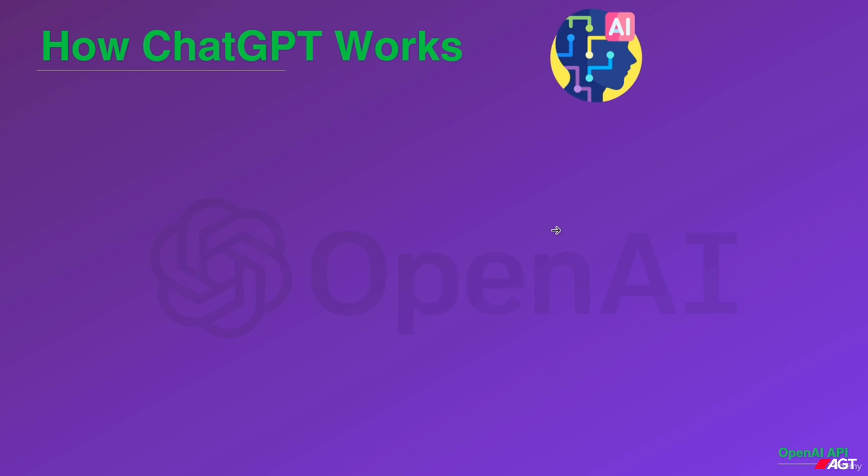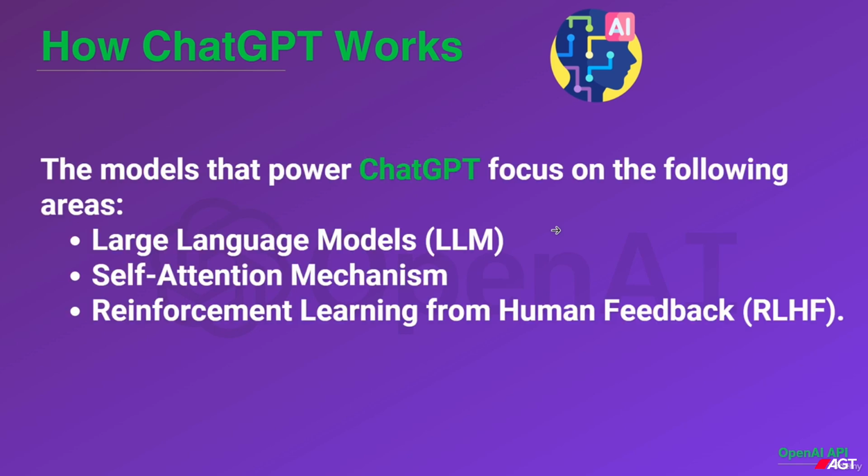Up until now, we've used the OpenAI API successfully to get data from AI models like DaVinci or ChatGPT. In this video, we'll go deeper into ChatGPT and see how it really works. The models that power ChatGPT focus on the following areas: large language models, self-attention mechanism, and reinforcement learning from human feedback. And this is what makes ChatGPT unique.